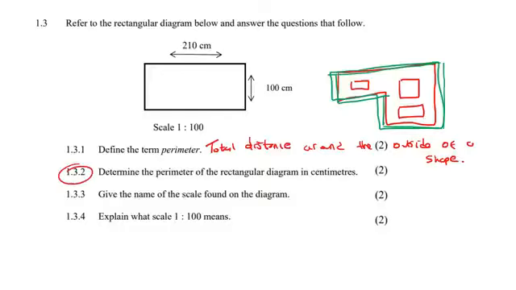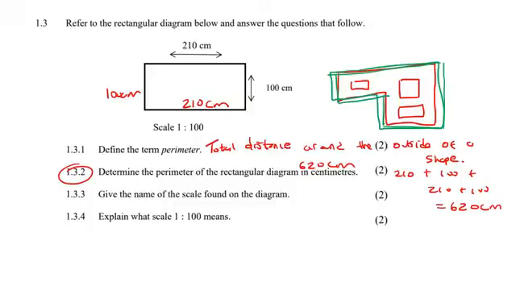This question says, determine the perimeter of the rectangular diagram in centimeters. Okay, so everything is measured in centimeters already. So this is going to be 210 centimeters, and this is going to be 100 centimeters. So you're just going to add those four numbers together. You're going to say 210 plus 100 plus 210 plus 100. If we do this correctly, we should get 620 centimeters.